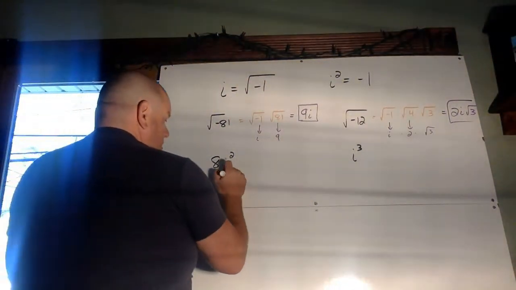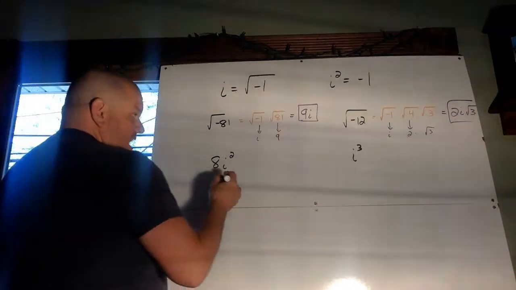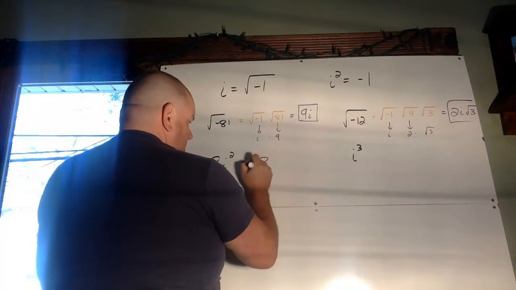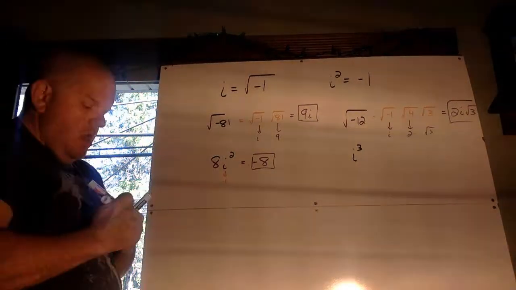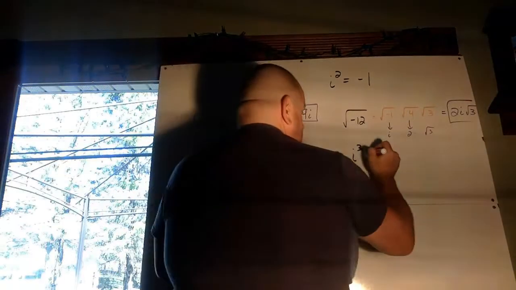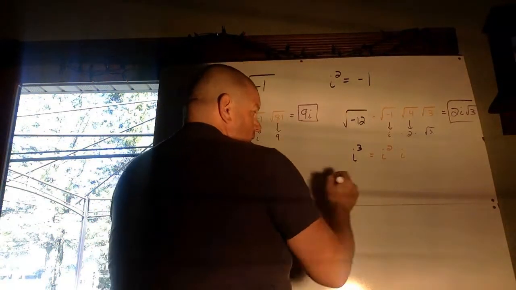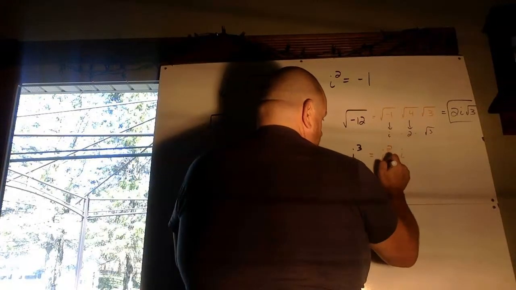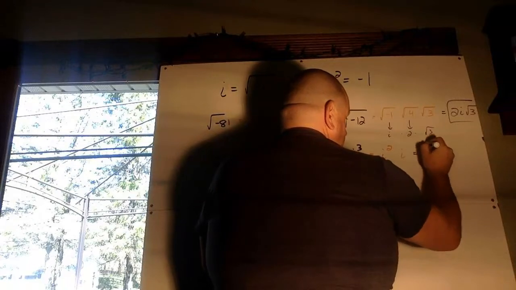i squared is -1, so this is 8 times -1, or just -8. i cubed is i squared times i, and i squared is -1, so this is just -i.